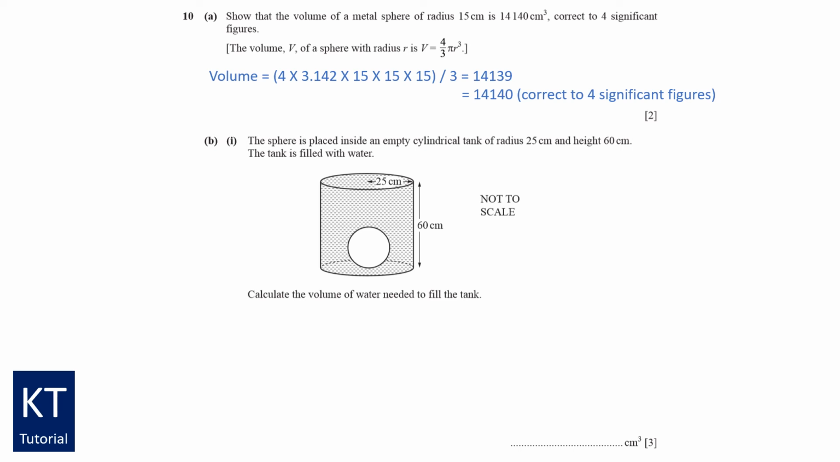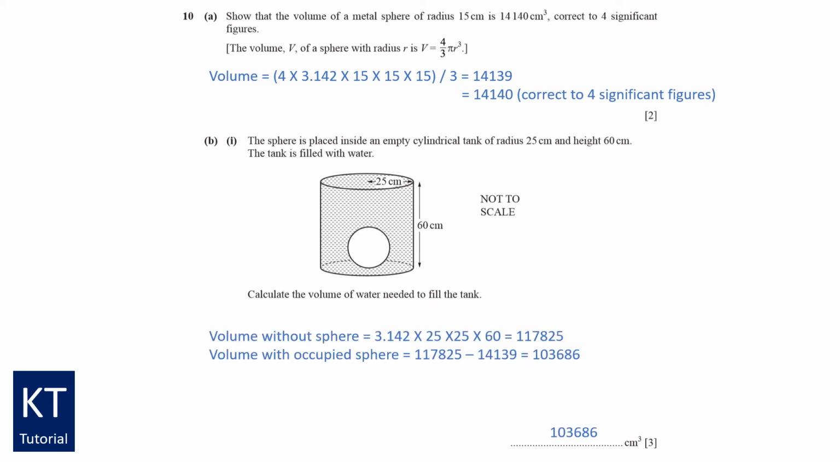Next, the sphere is placed inside an empty cylindrical tank of radius 25 cm and height 60 cm. The tank is filled with water. Calculate the volume of water needed to fill the tank. The required volume is the volume of the cylinder minus that of the sphere.